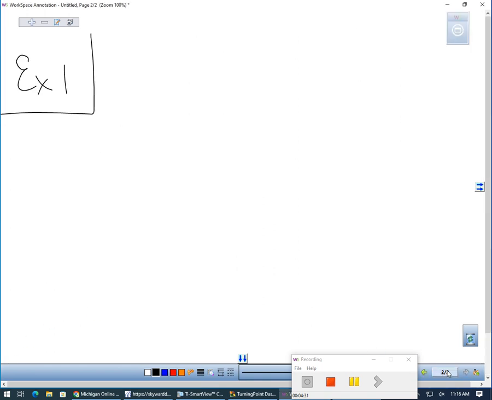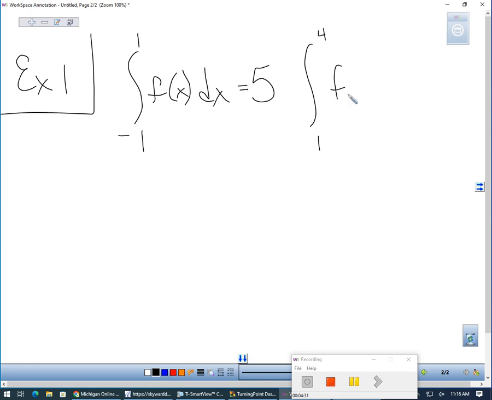Okay. All right, so here is example number 1. First thing I'm going to tell you, I have an integral that goes from negative 1 to 1 of f of x dx. I'm going to tell you that equals 5. And then let's say I have an integral that goes from 1 to 4 of f of x dx. And I'm going to tell you that integral from 1 to 4 equals negative 2.